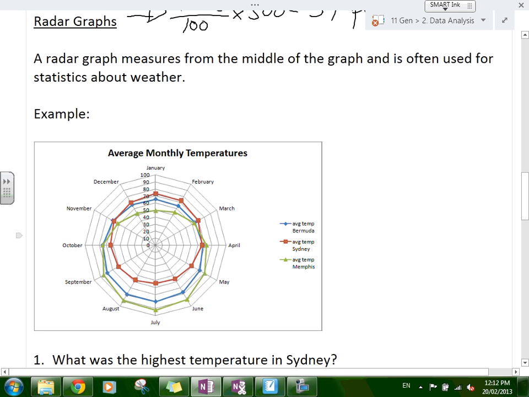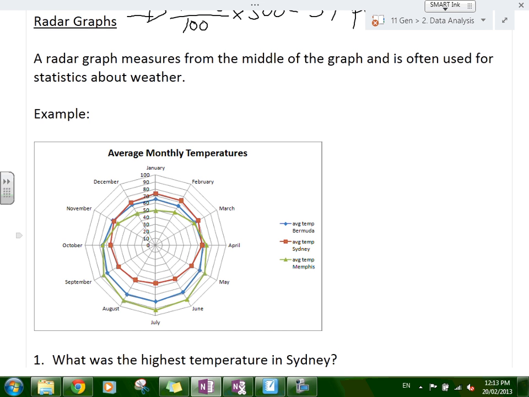Alright, so basically you can follow it around and say for January, the way you read this is you follow it up the middle. 0, 10, 20, 30, 40, 50. So each line is 10 units. So it's 50, and then Bermuda has 65, Sydney has about 74. Okay, this is in Fahrenheit. So we can convert it, but we won't worry, that's not the point at the moment. The point is how we read it off.